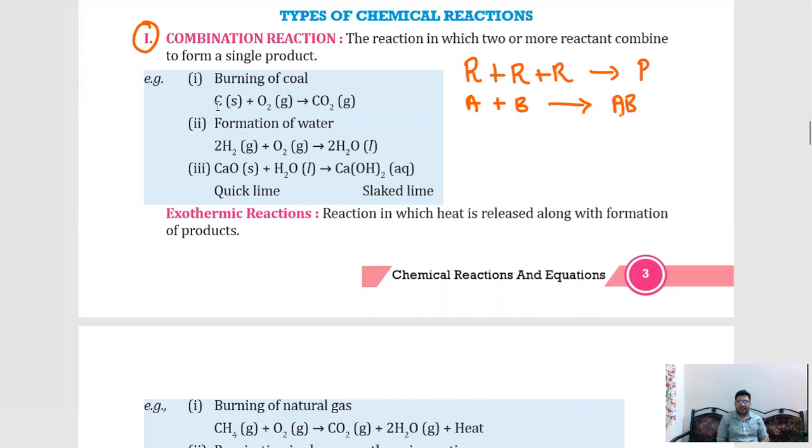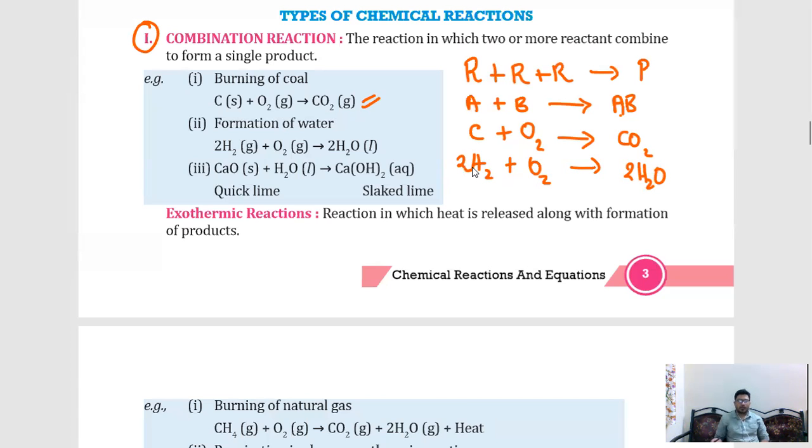Example: C stands for carbon, plus O2 stands for oxygen. Consider carbon as A and oxygen as B; what we get is AB, which means CO2, carbon dioxide. Another one, H2, hydrogen, combining with oxygen, O2, gives rise to the water molecule, H2O. And if you balance it, you will get this.